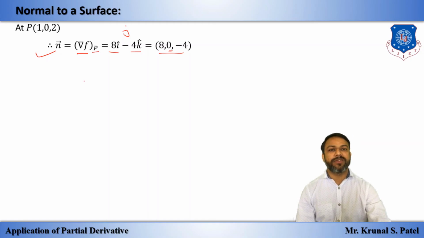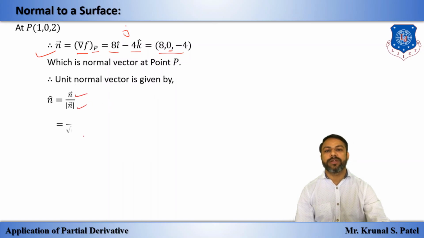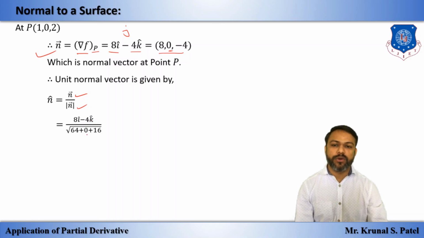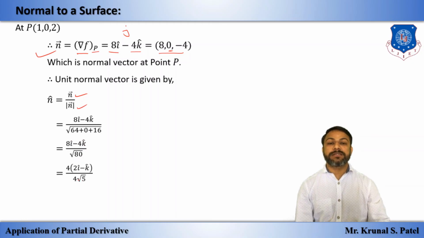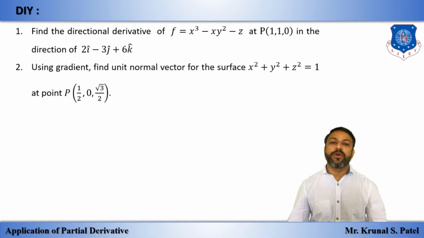Now the question is the unit normal vector. This is the normal vector, so we will find the unit normal vector: vector divided by its magnitude. So (8, 0, minus 4) divided by its magnitude, that means the square root of 64 plus 0 plus 16, which is the square root of 80. The square root of 80 is the square root of 16 times 5, so the square root of 16 is 4, giving 4 root 5. We can take 4 common from the numerator, so the 4 cancels out, and this is our unit normal vector.